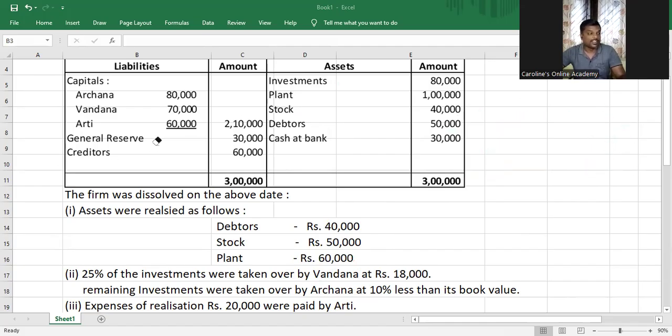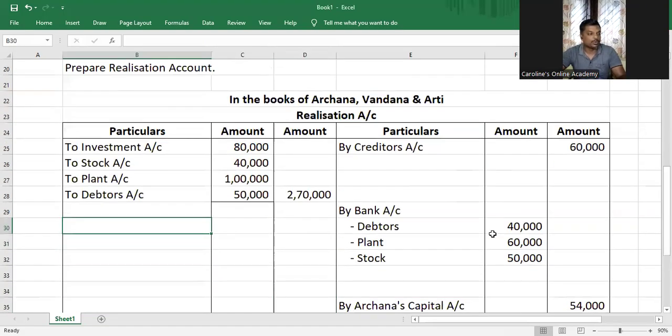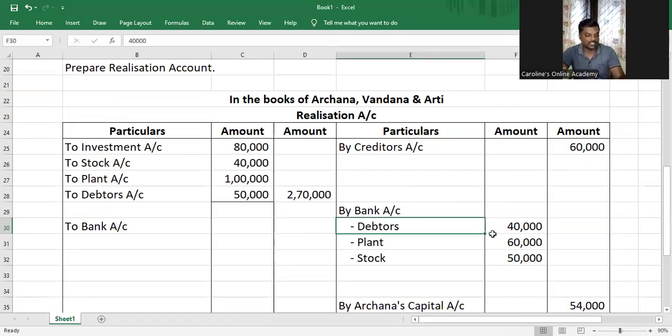bother about it. But when we look at the liability side of the balance sheet, we have creditors. The settlement value of the creditors has not been given in any of the adjustments. If the settlement value of a liability is not given in any of the adjustments, you're supposed to assume that the liability was settled for the full amount, which means we paid creditors rupees 60,000. So the next thing to do would be to pay the liabilities, and in this case, it is through bank account, and the amount of liabilities is 60,000.